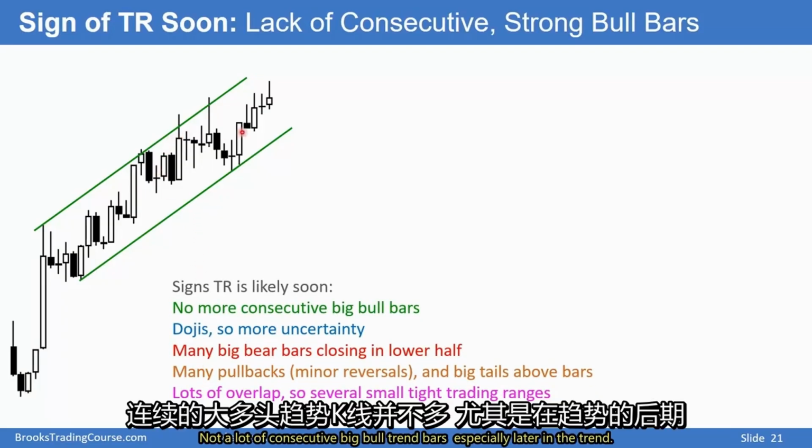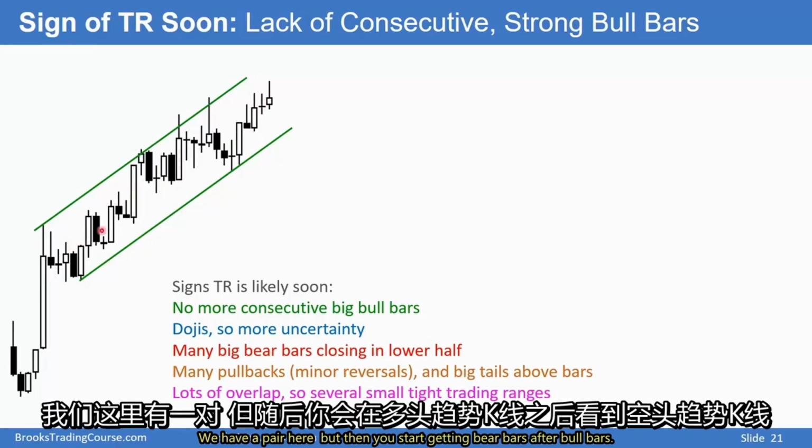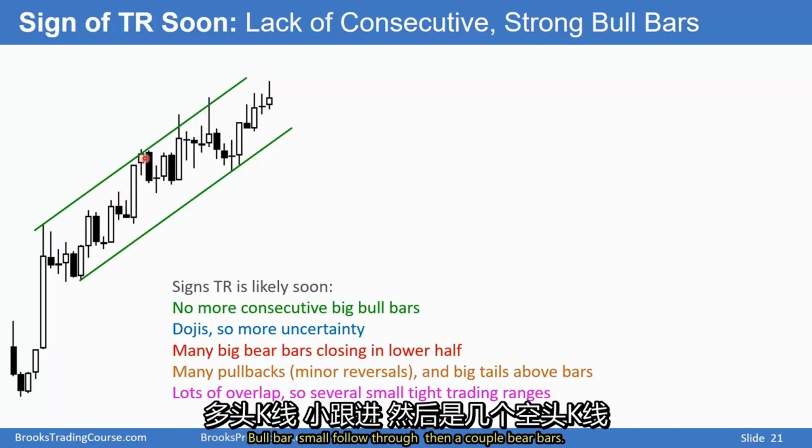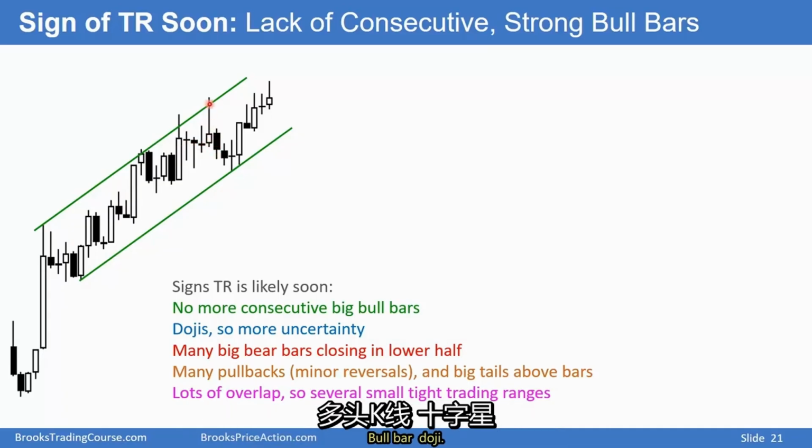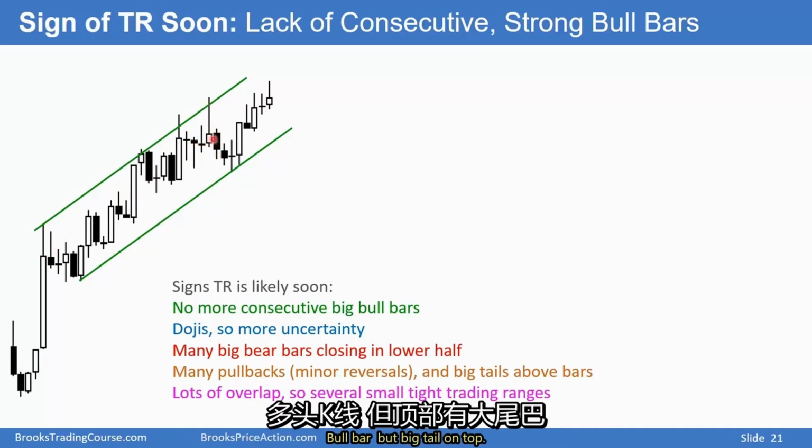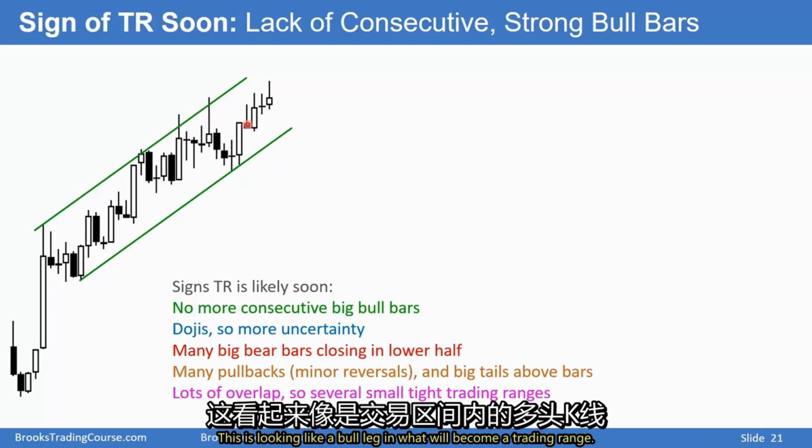Not a lot of consecutive big bull trend bars, especially later in the trend. We have a pair here, but then you start getting bear bars after bull bars. Bull bar, small follow through, then a couple bear bars. Bull bar doji. Bull bar but big tail on top. This is looking like a bull leg in what will become a trading range.